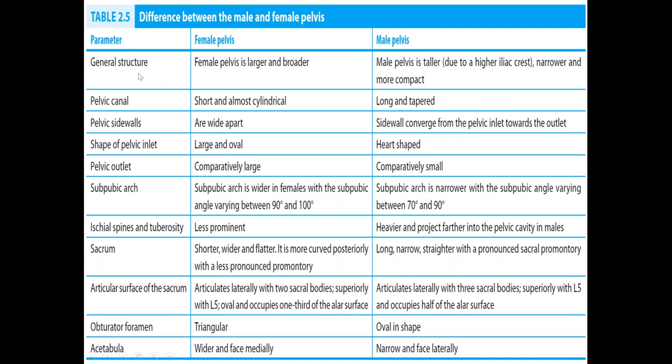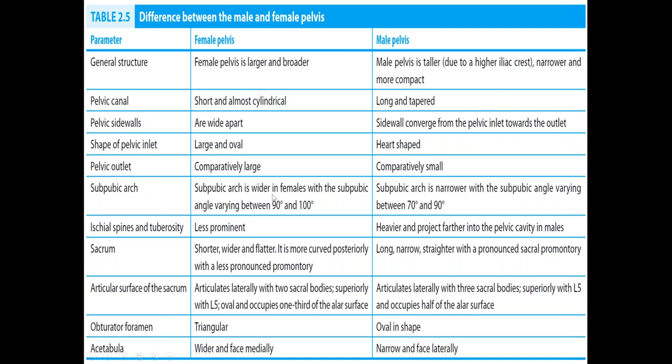So generally, in structure, the female pelvis is larger and broader, and the male is taller, narrower, and more compact. Here is the larger one and here is the taller one. The pelvic canal is short and almost cylindrical, and the pelvic sidewalls are wider. The shape of the pelvic inlet is large and oval, and the pelvic outlet is large.